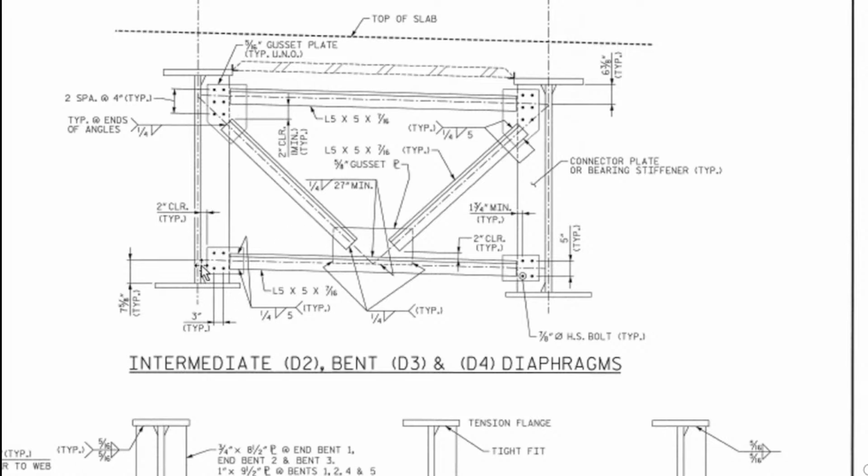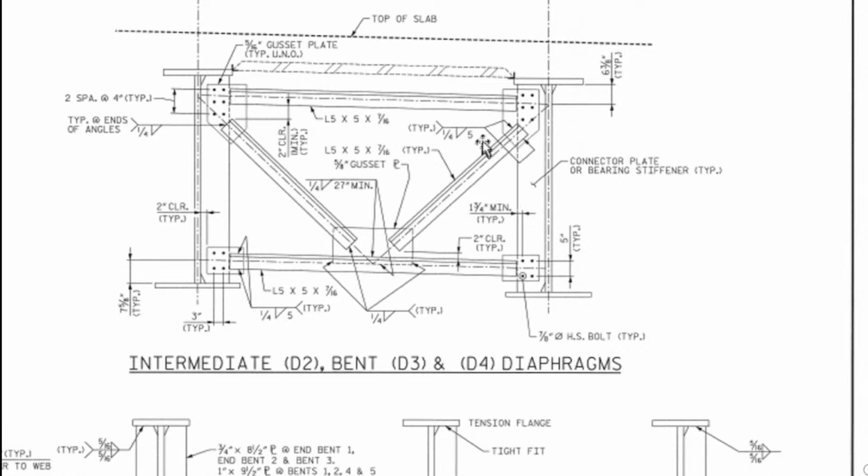What about this one? There are 4 bolts here, 4 bolts here. There are 6 bolts here, 6 bolts on the other side. So 1 bolt is 7/8 inches, HS bolt typical. Then connector plate or bearing stiffener. So we have the bearing stiffener.